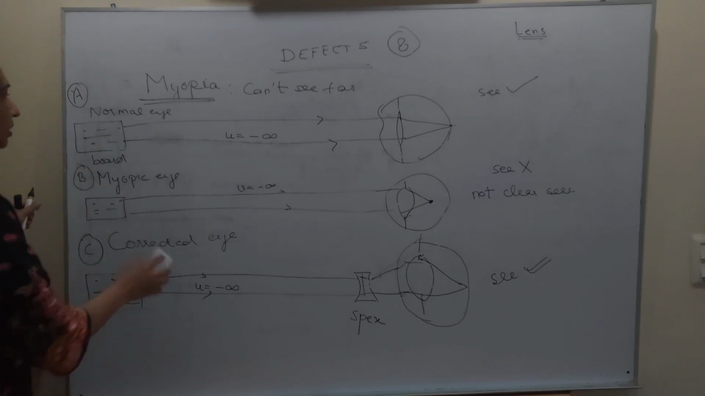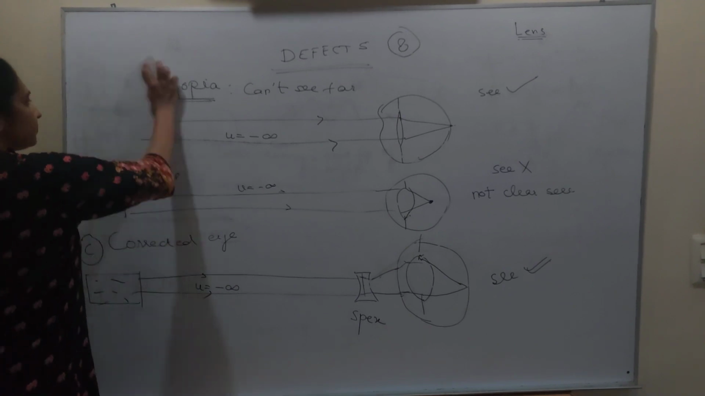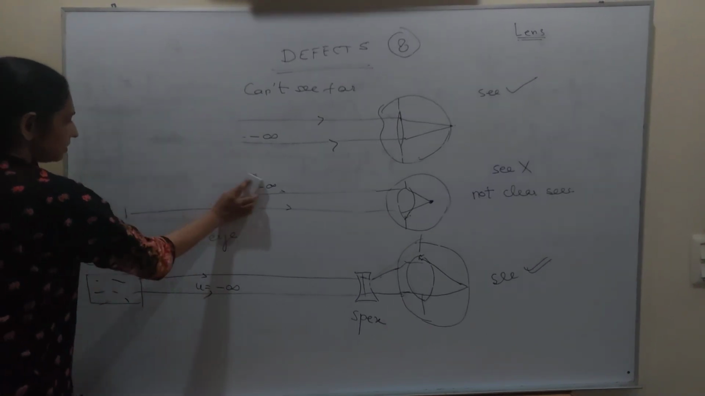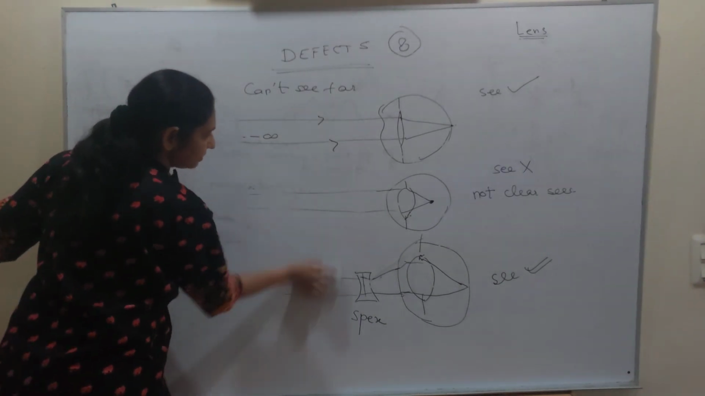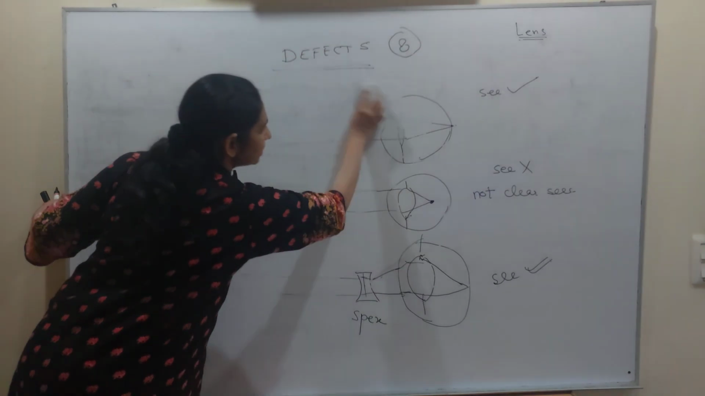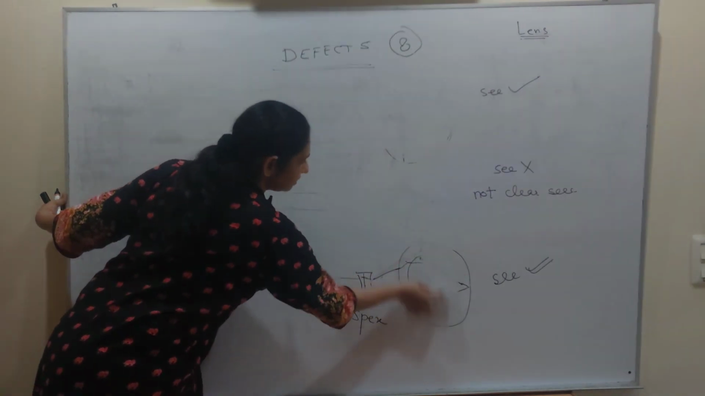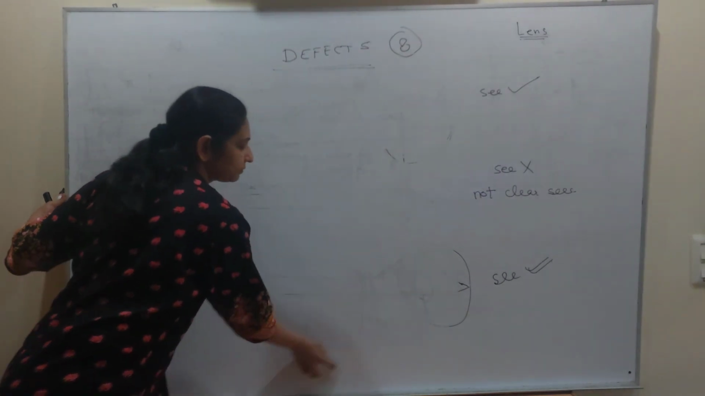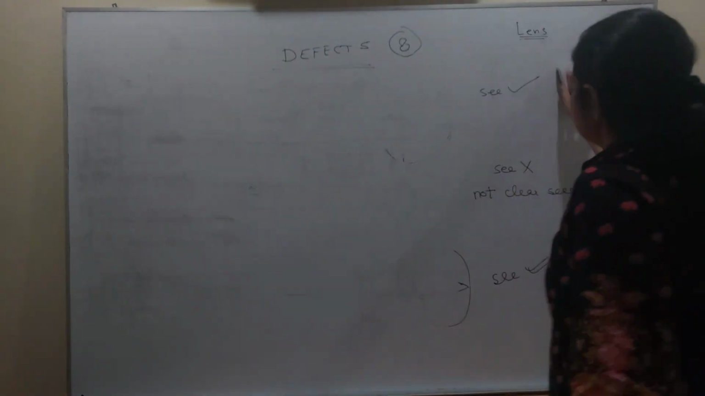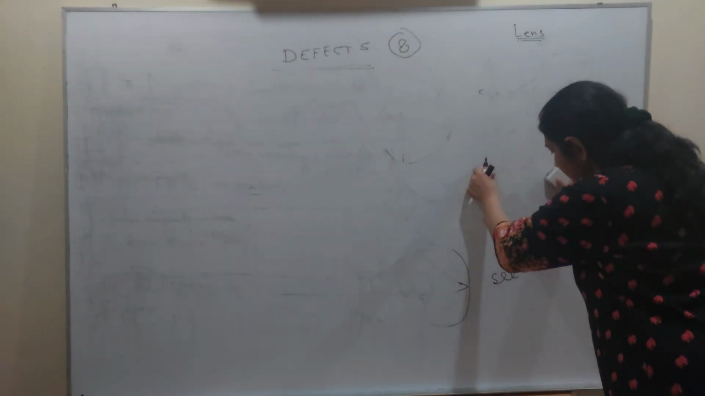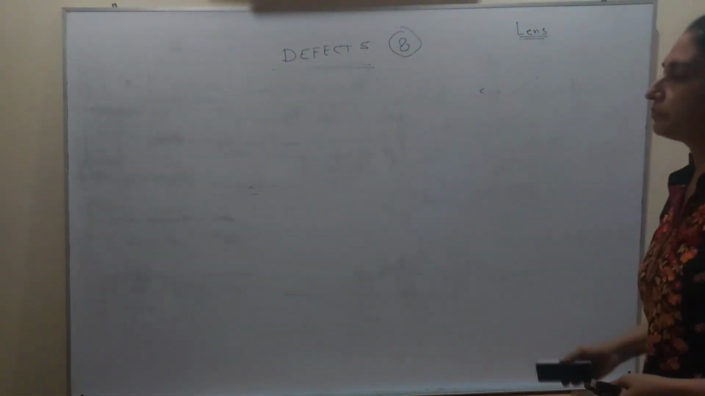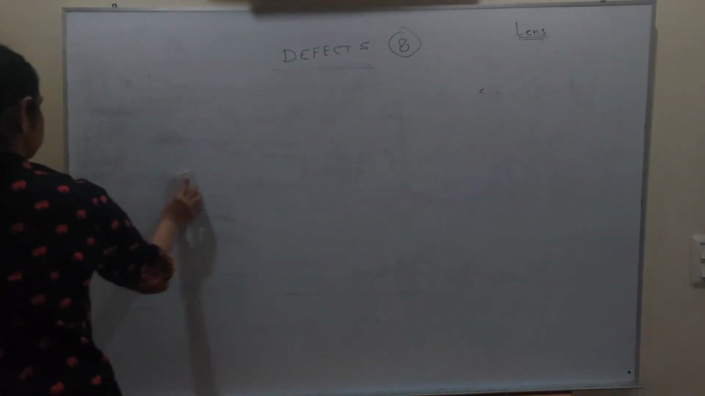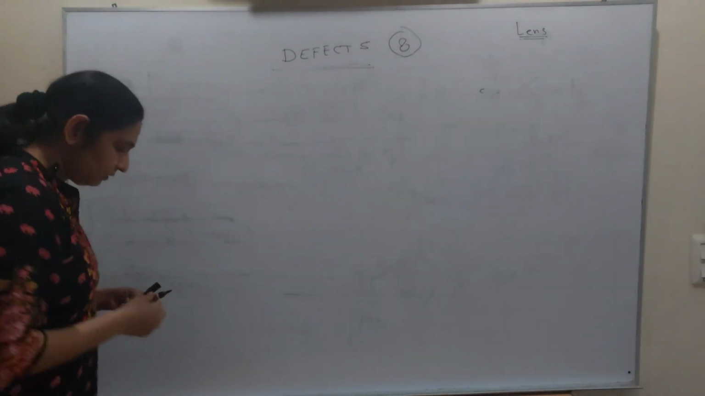I'll make it big and clear so that we understand what is big, what is u, what is v, nice and clear. Theoretically, diagrammatically, you've understood the difference between the three diagrams of what happens in myopia. Now we'll draw only the corrected eye.